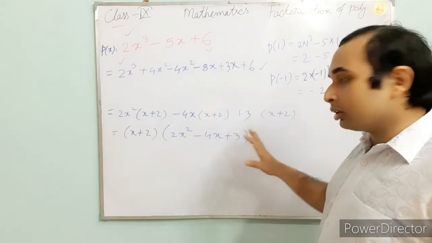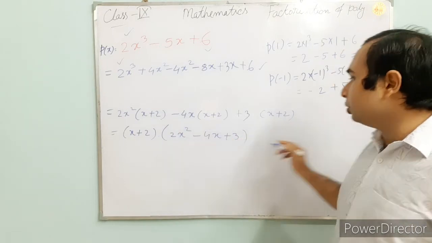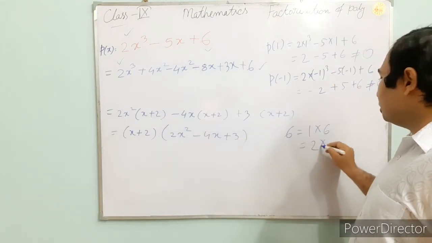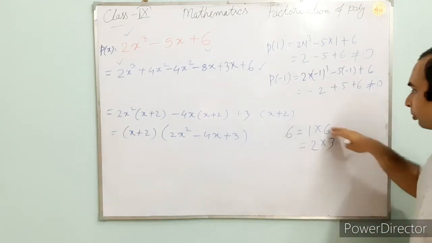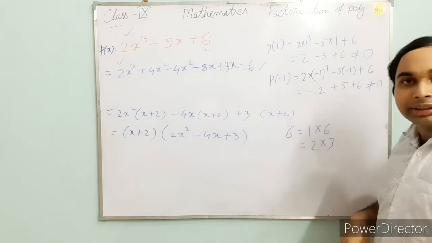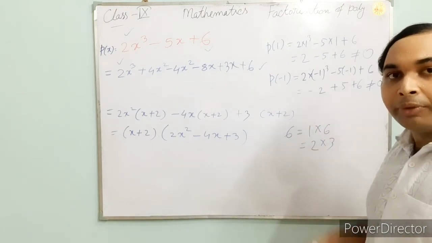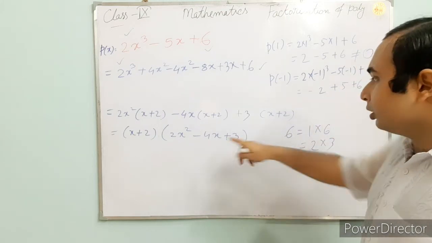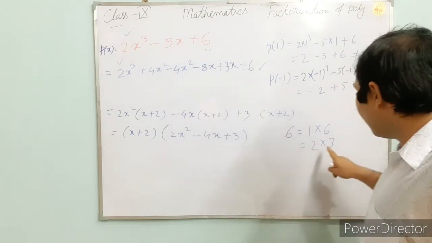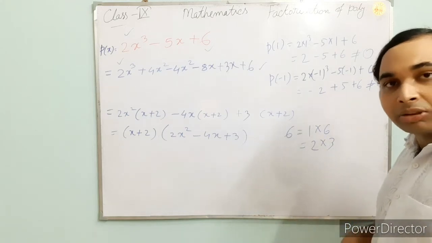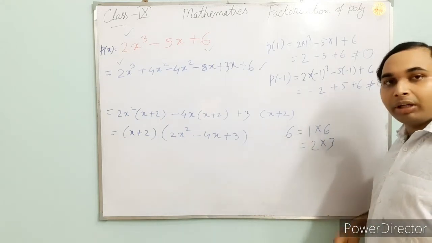So don't be upset. 3 into 2, it is coming 6. 6 means 1 into 6 and 2 into 3. So from those two pairs, can we get minus 4? 6 plus 1 it is 7, 6 minus 1 it is 5, minus 1 minus 6 it is minus 5. So all has gone, no minus 4 is coming. Here 3 plus 2 it is coming 5, 2 minus 3 it is coming minus 1, 3 minus 2 it is coming 1.